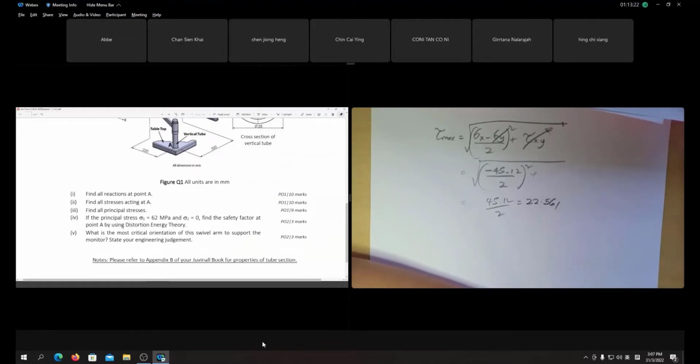Part 4 sometimes tries to save the student. Sometimes students miscalculate. If you miscalculate part 3, then part 4 is totally affected and everything will be wrong. Normally exam questions try to be very friendly. So they say the principal stress is given as a shortcut for you. If sigma 1 is 2 and sigma 2 is 0, it is easy. What is the safety factor based on DET?